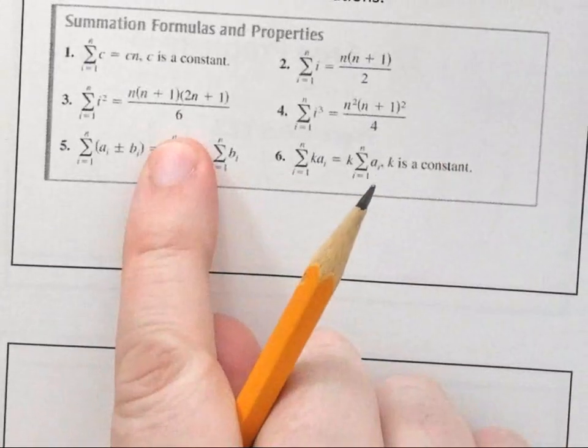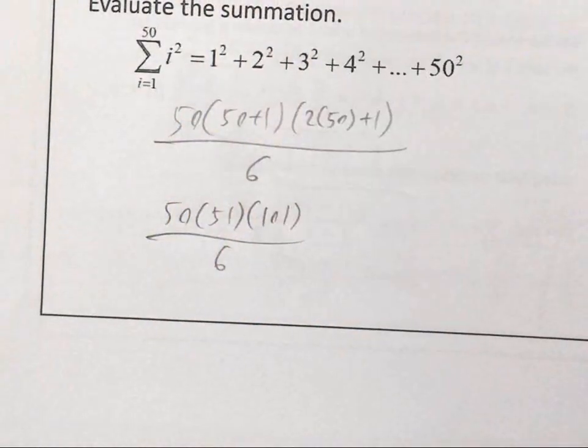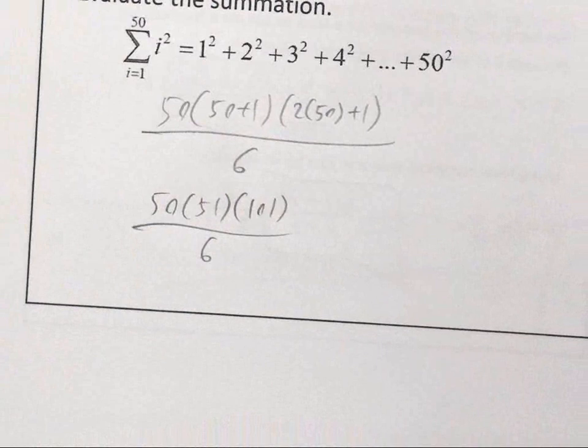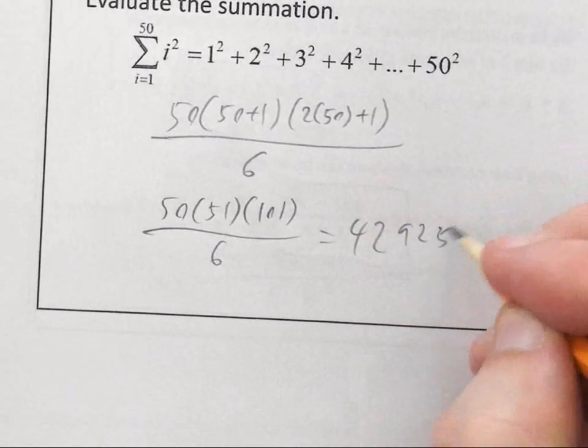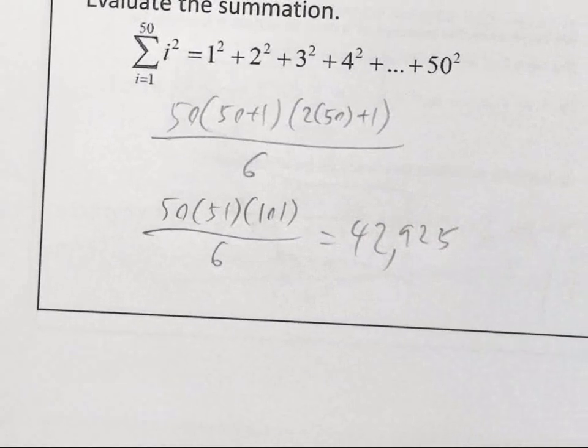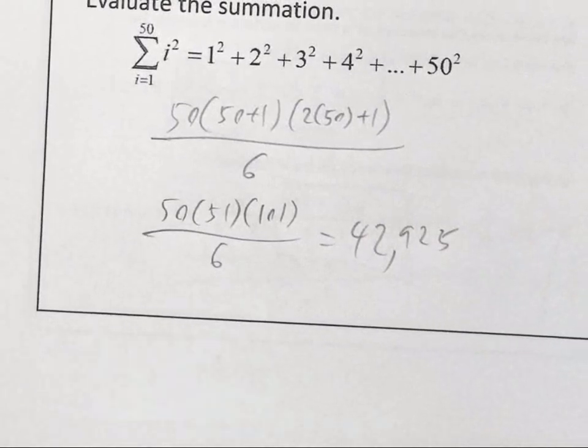The formula is over 6. 2,550? Yeah, you got a little more work to do. 42,925. Okay. Now, we'll get there eventually.